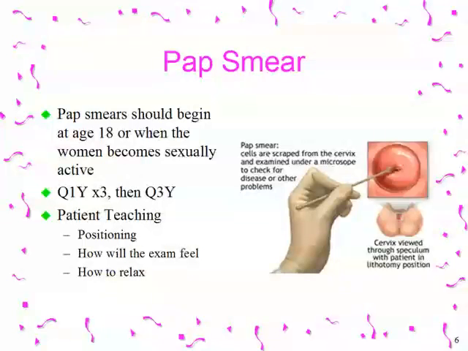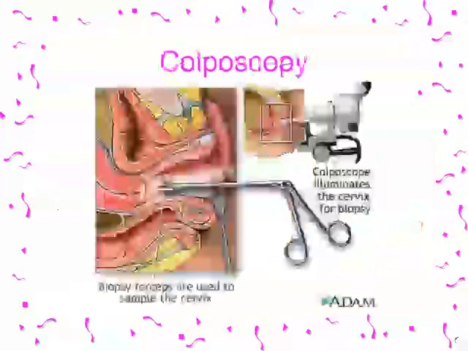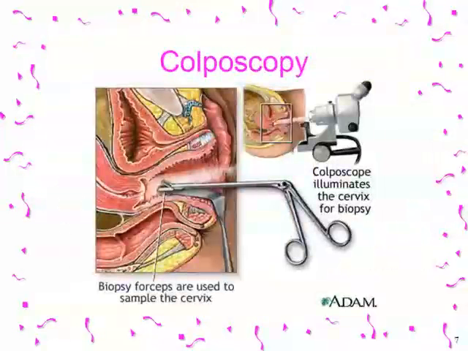Colposcopy is actually a punch biopsy that's done of the cervix. It can look for abnormal and suspicious cells. A vinegar solution is typically placed on the cervix, and a light is then placed on the cervix that can illuminate cells, and then the cells that are suspicious can be biopsied and sent to a lab to be determined if there are any issues or anything like that.